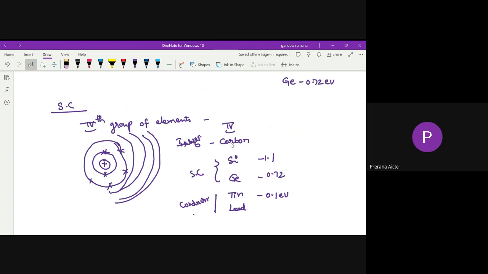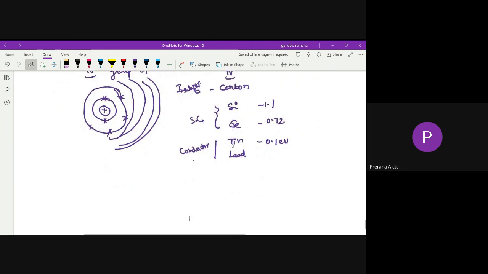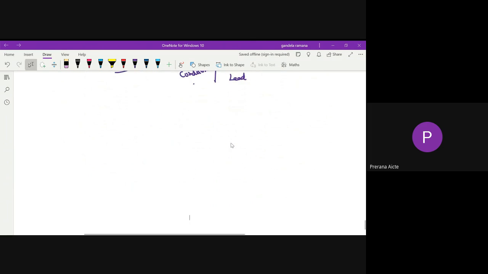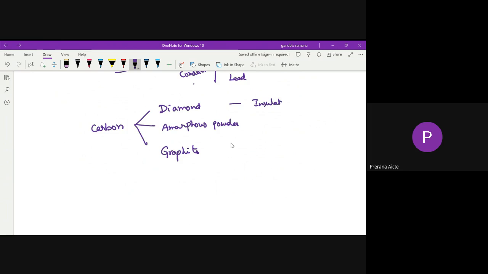We know carbon is available in different forms. Those are diamond, amorphous powder, and graphite. Diamond acts as an insulator. Graphite acts as a conductor. Amorphous powder acts as a semiconductor.